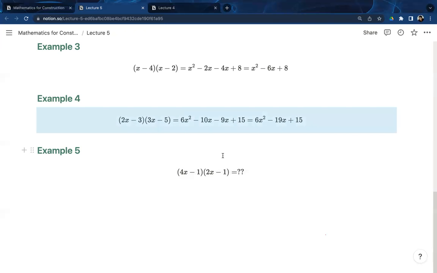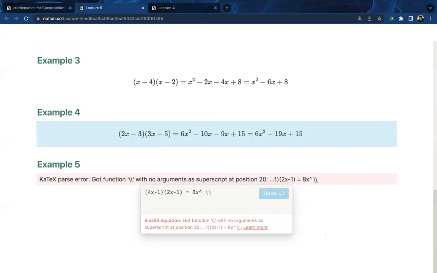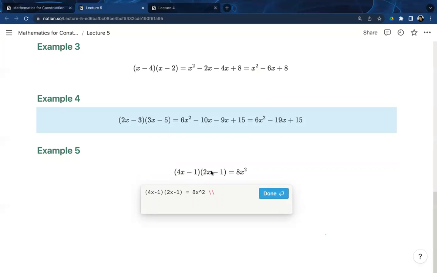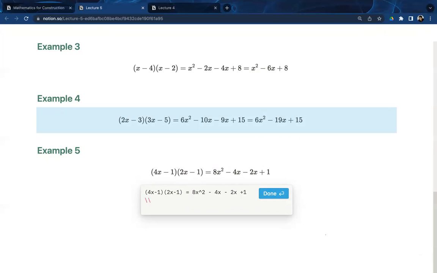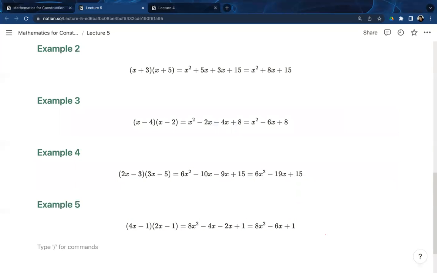Okay. Second one here. First term by everything here. 4x by 2x, 8x squared. 4x by minus 1, minus 4x. Minus 1 by 2x, minus 2x. Minus 1 by minus 1, plus 1. Combine the two middle terms. They are usually like terms. Minus 4 minus 2 is minus 6x, and then plus 1. Those are the answers for that there.